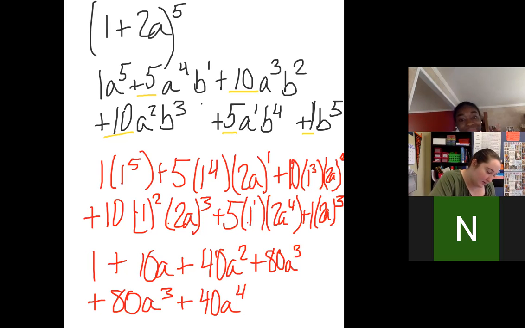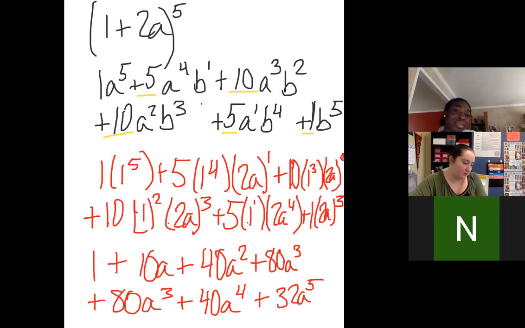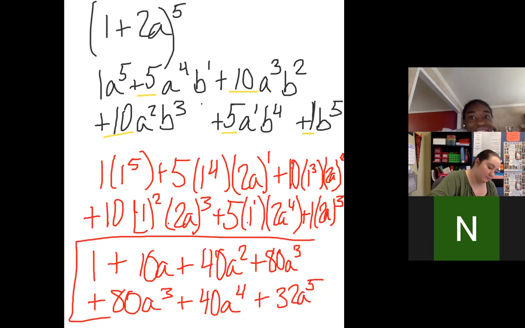Then plus whatever 2 to the 5th power is. So maybe it wasn't symmetrical. Okay. So let me double check. Yeah, okay. I think that should be it. That makes sense. That's the final answer.